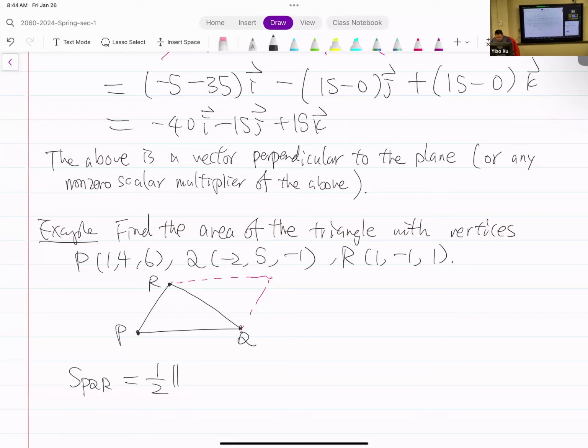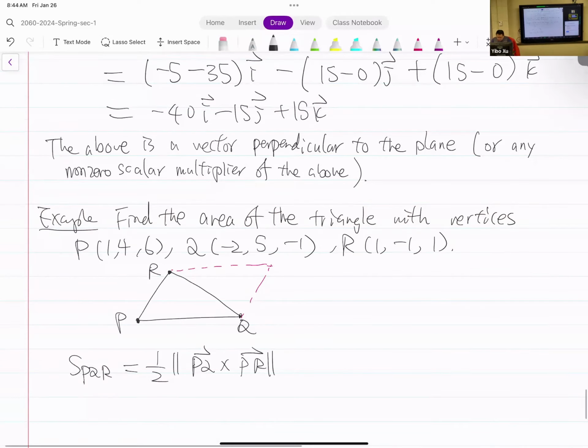Let's call the other corner S, that's PQSR. So PQ cross PR. Okay, so that will do the trick. Okay, does that make sense?